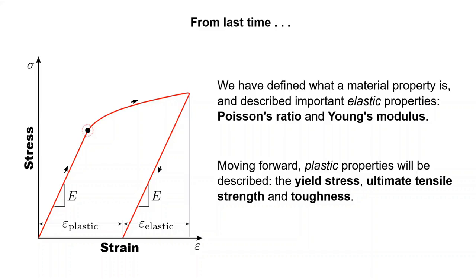Up to this point, the material will recover all strain imparted once the stress is removed. After this point, permanent plastic deformation will occur. That will be the main topic of this part of the lecture. What happens beyond the yield stress? And what is the ultimate tensile stress? And what is toughness?